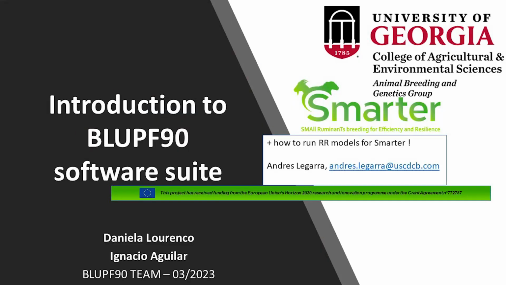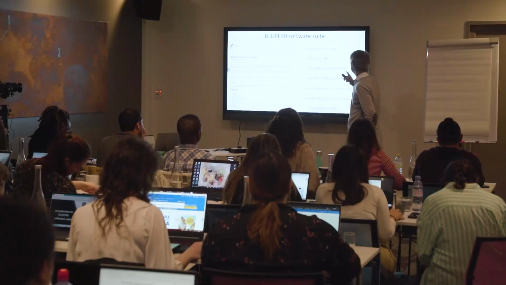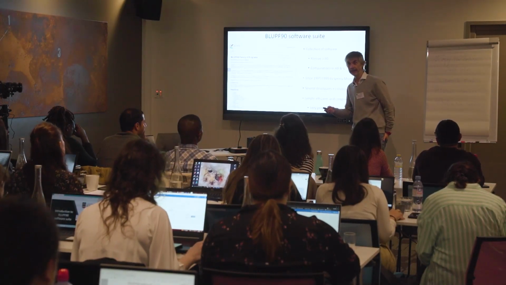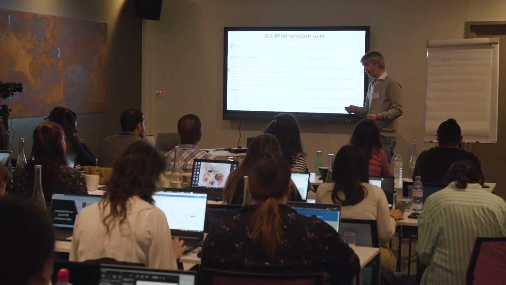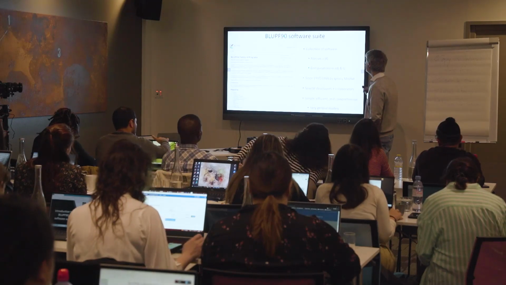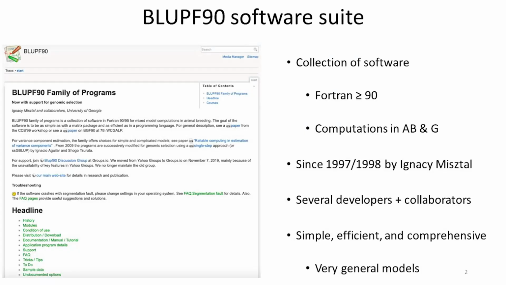So what is BLUPF90? It's a collection of software to do computation in A, B, and G. A, B, and G means animal breeding and genetics, and actually means animal breeding, yes, and quantitative genetics. It started with programs that were written in 1997-8 by Ignacy Misztal. Ignacy Misztal has been writing software for genetic evaluations and REML since 85 or something like that.